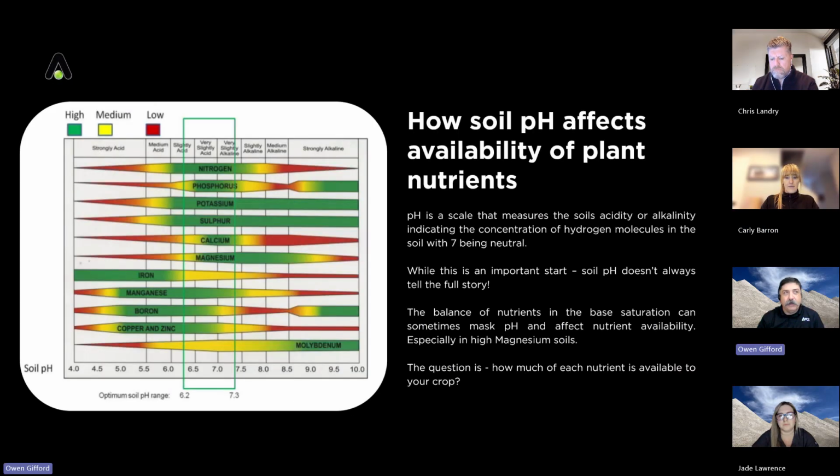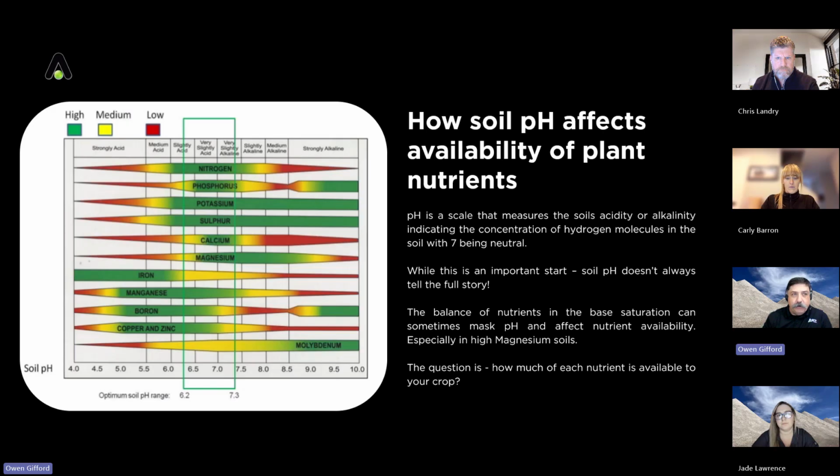So today we're here to talk about soil pH, and how we can best change that and how it affects nutrient availability. So first of all, what is pH? As you know, pH is a scale that measures the soil acidity or alkalinity, indicating the concentration of hydrogen ions in the soil, with 7 being neutral. And ideally, in plant production we're looking for that range from 6.2 to 7.3, where most of the nutrients are most available for the plants.